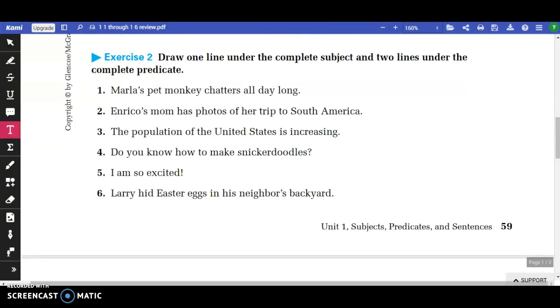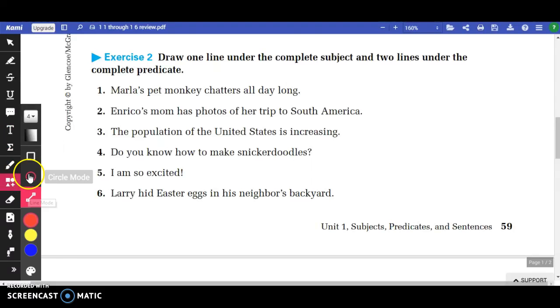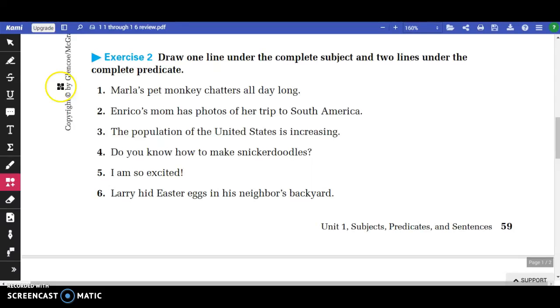Exercise 2. Draw 1 line under the complete subject and 2 lines under the complete predicate. Sentence 1. Marla's pet monkey chatters all day long. This sentence is about the monkey, and because it is Marla's pet, that tells me more about the monkey. So I'm going to underline Marla's pet monkey once because that is the complete subject.